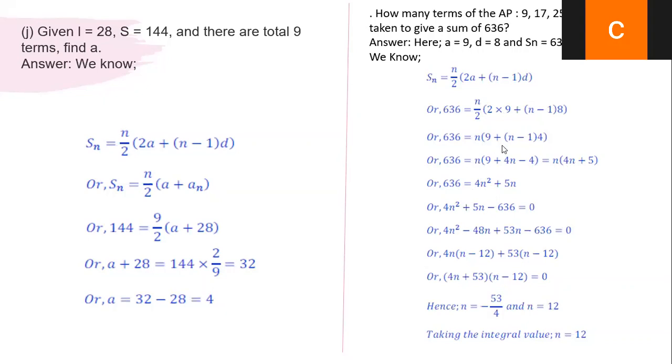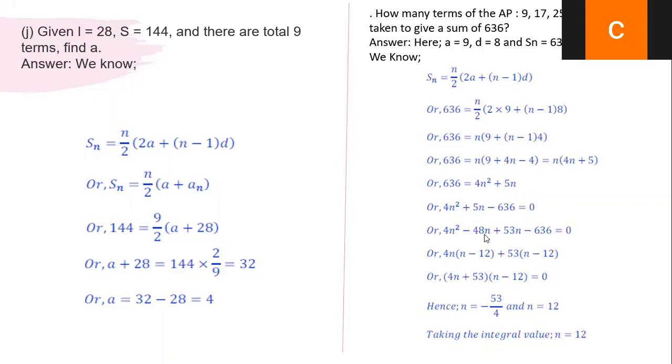Thank you. So then they'll multiply 4 with this n minus 1. That is 4n minus 4. Then 9 minus 4 is 5. 4n plus 5. Then they'll multiply into this 4n plus 5. That becomes 4n square plus 5n. Then 636 they have taken towards the right side. 4n square plus 5n minus 636. We are getting a quadratic polynomial. So we need to factorize here now.